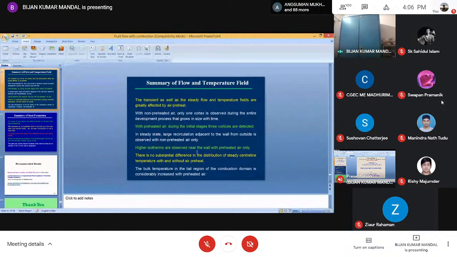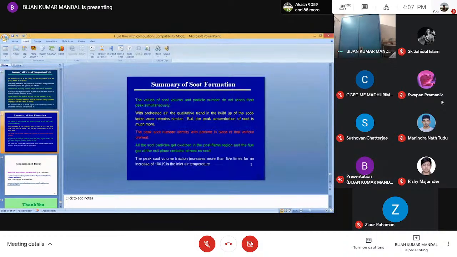Higher isotherms are observed near the wall. In case of non-preheated air, we have shown that beyond a certain value of Z, the temperature becomes less than 400 or even 300 Kelvin. So only in the axis zone it is there, near the wall it's not there. There is no substantial difference in the distribution of steady state centerline temperature. So that is one thing.